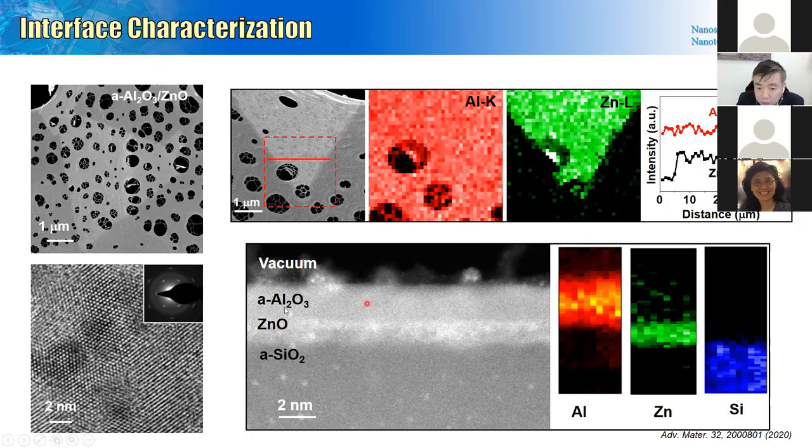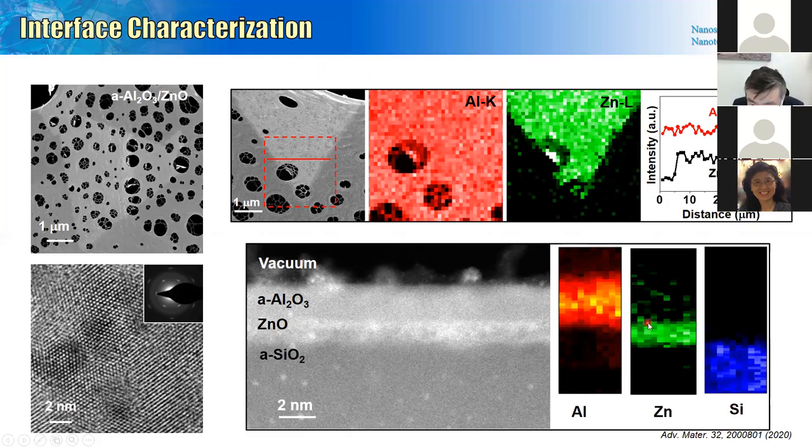Okay, so we made the cross section and we did this cross section elemental analysis. As we see here, aluminum oxide, aluminum remains at the surface. Zinc oxide is at this interface. This is very thin zinc oxide and this is our silicon, right? Very clear, they're not really going into each other. So this is what happens at the interface.